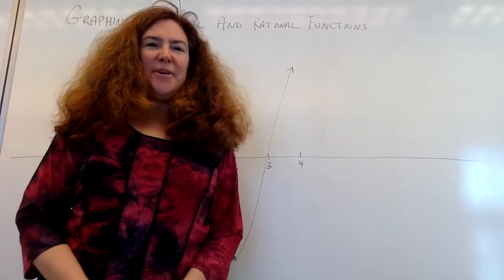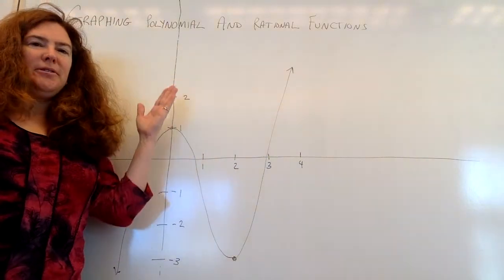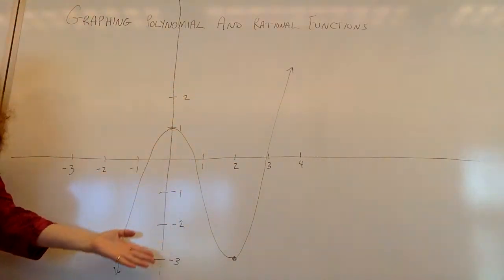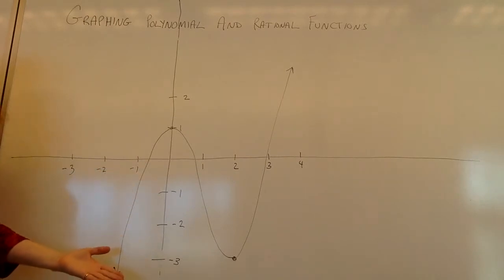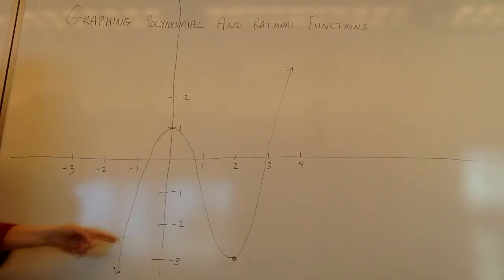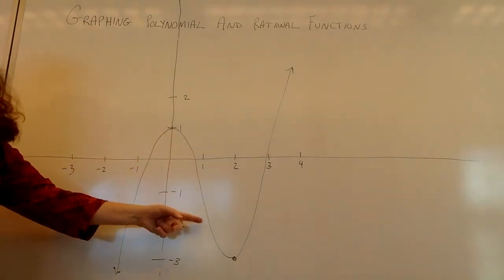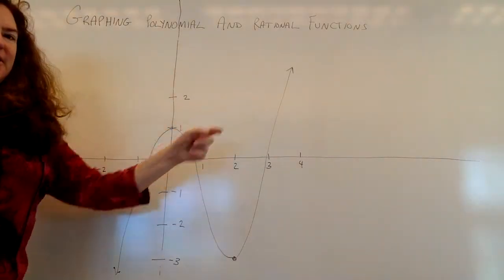Hey, so we're talking about graphing polynomial and rational functions. So what are we interested in? When we look at a graph, there's some features that we're interested in. We're interested in where it's increasing, decreasing, and increasing.